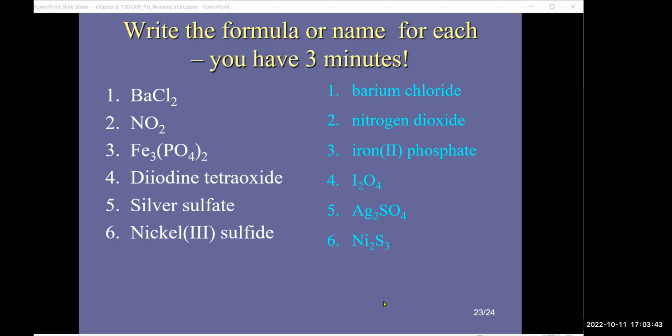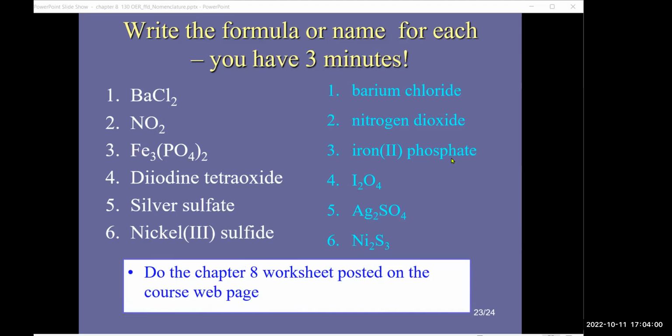All right, and again, you can mix and match here: barium with the oxide, barium with the phosphides, barium with the sulfate, barium with the sulfide, and so on and so forth. Okay, so your database of compounds should be building up pretty good. There is a worksheet on chapter 8. Don't forget to do that. It will help you with this.